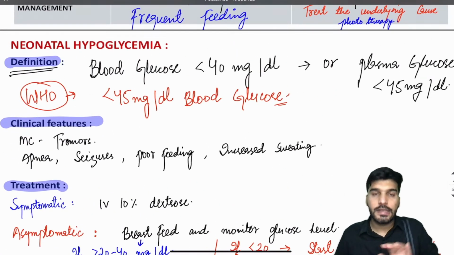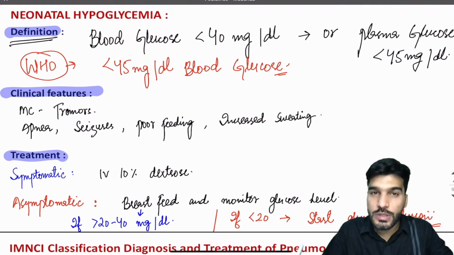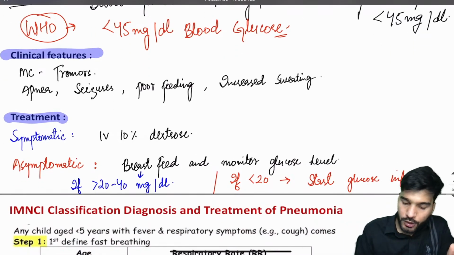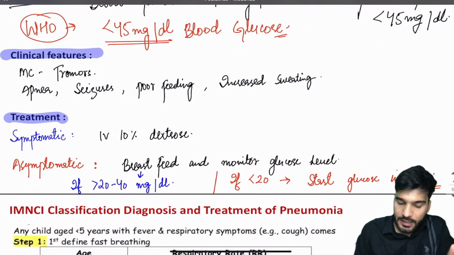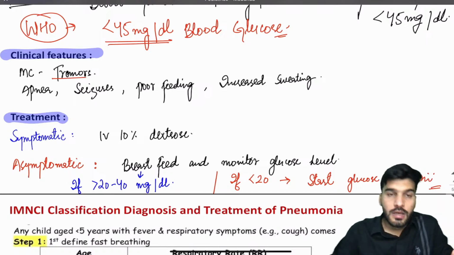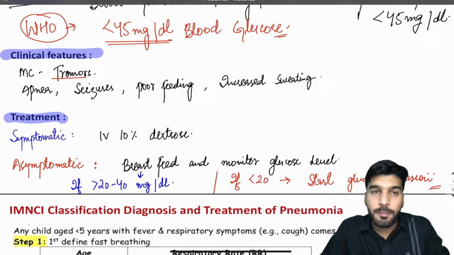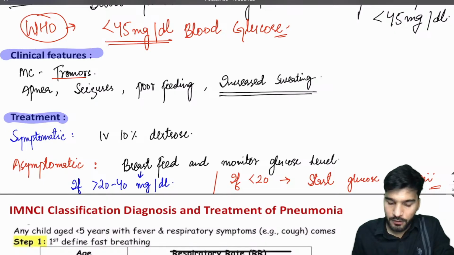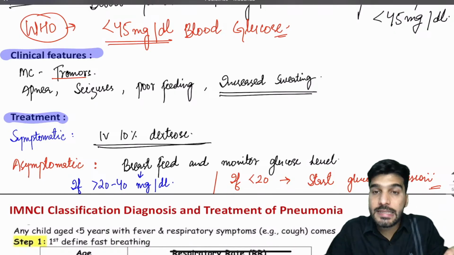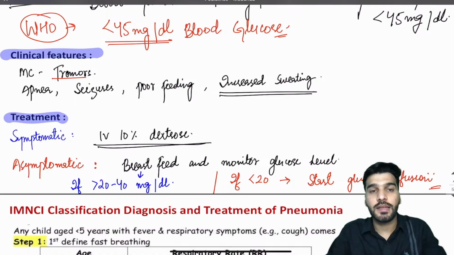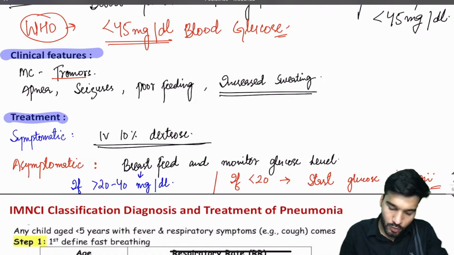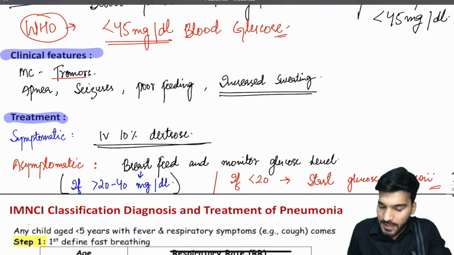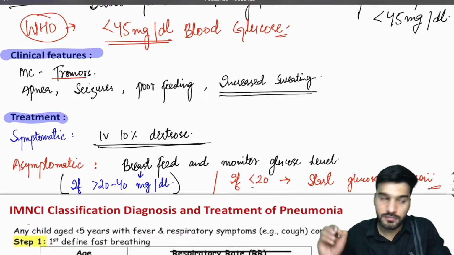That is about neonatal hypoglycemia. So remember, the blood glucose level is less than 40 mg per deciliter; as per the WHO definition, it is less than 45 mg per deciliter. The most common clinical feature is tremors. The other features are apnea, seizures, poor feeding, and increased sweating. For treatment, we have to give IV 10% dextrose. If asymptomatic, continue the breastfeed if the glucose level is more than 20 to 40 mg per deciliter. But if it is less than 20, start the glucose infusion.